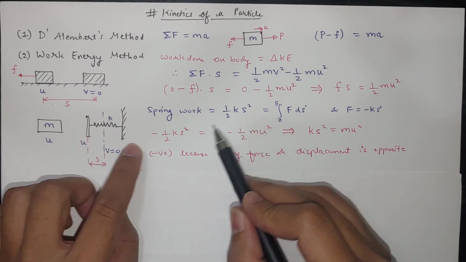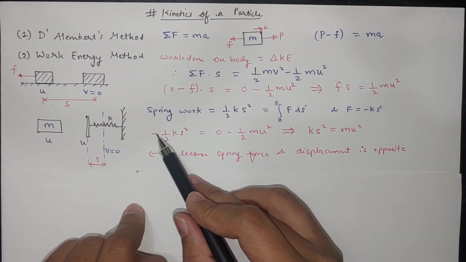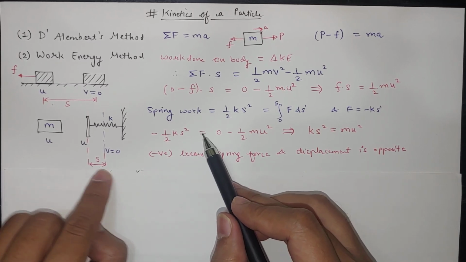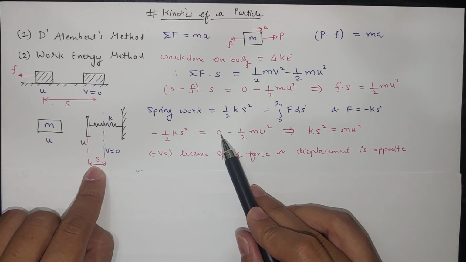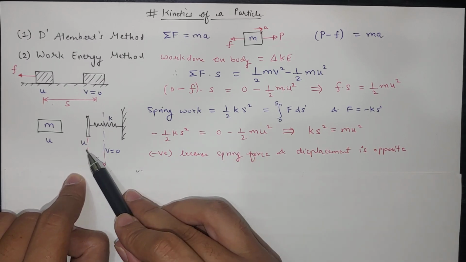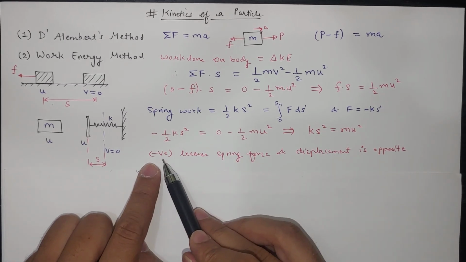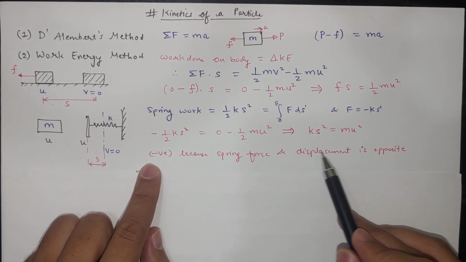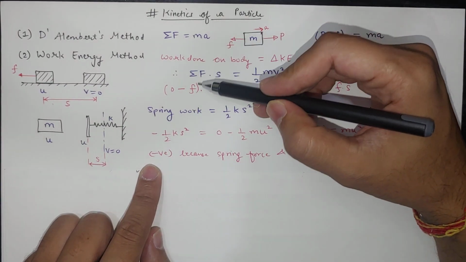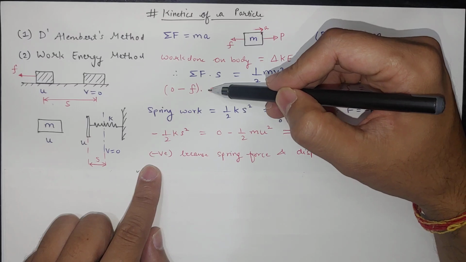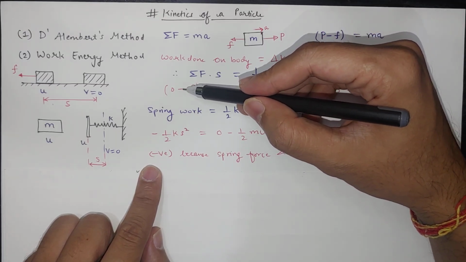Half k s square is the work, and it is in the direction opposite to the displacement, that's why minus. Spring work is equal to the change in kinetic energy. The change in kinetic energy is final velocity 0, so 0 minus initial kinetic energy, half mu square. If we equate this, we get this equation. Negative means spring force and displacement are opposite. Similarly, friction force is opposite, that's why we take it negative. If displacement and force are in the same direction, we take the force as positive, otherwise negative.